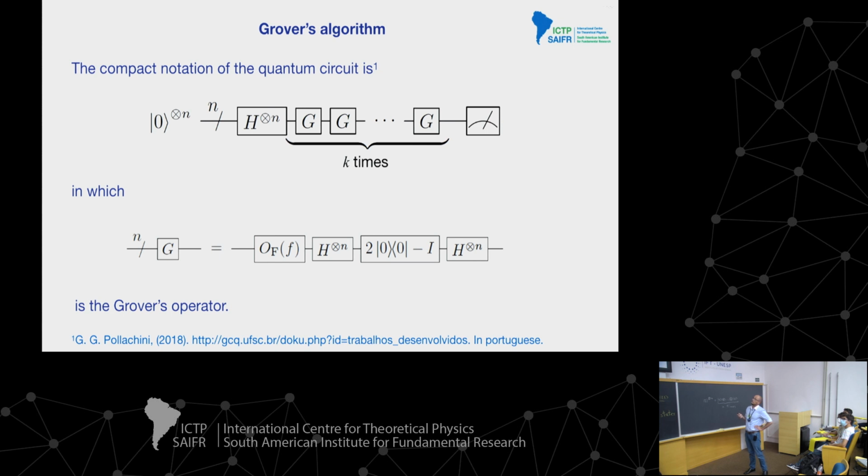Okay, this is the circuit of Grover's algorithm. Again, we start the qubits in the state 0. I mean, n qubits and n Hadamard gates. And after that, we apply this gate G k times. We don't know how many times yet. We'll discover k later, right?